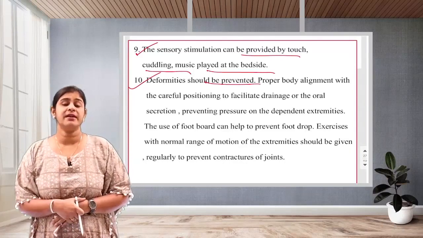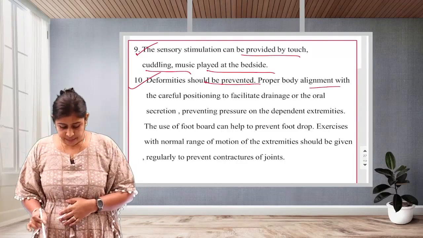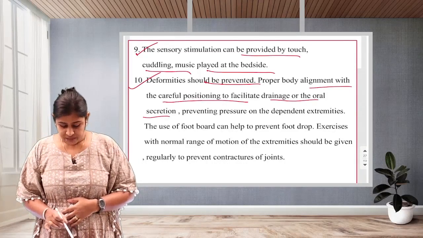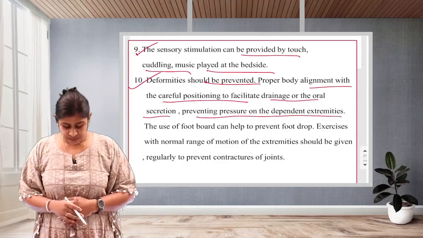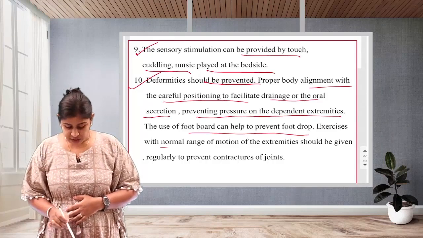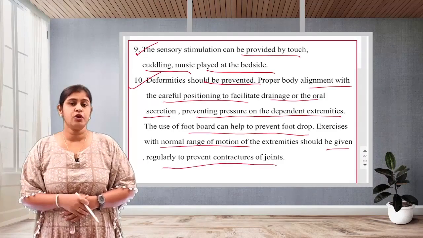What all are the deformities that the patient is having? They should be prevented. Proper body alignment with careful positioning facilitates drainage of the oral secretions and prevents pressure on the dependent extremities. The use of a footboard can help to prevent foot drop. Exercises with the normal range of motion of the extremities should be given regularly to prevent contractures of the joints.